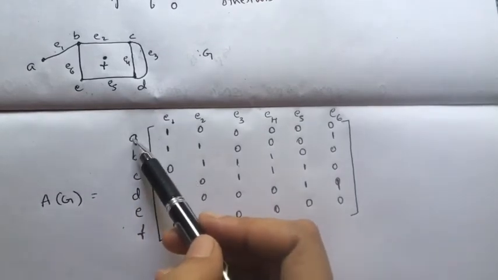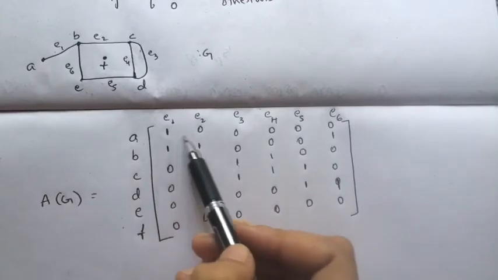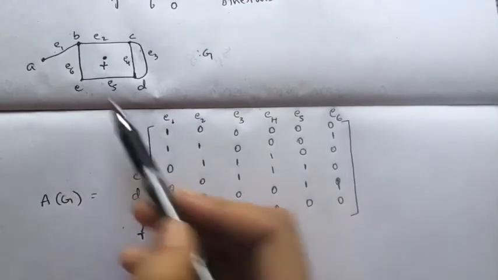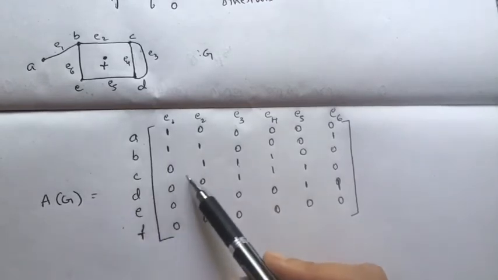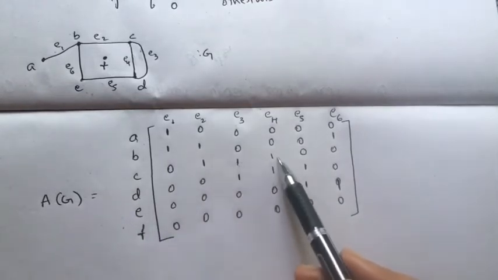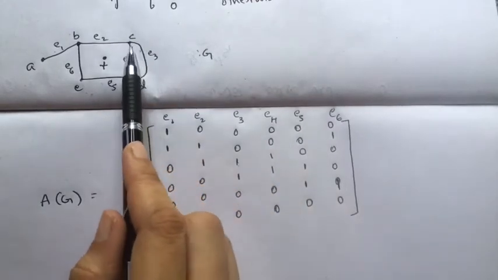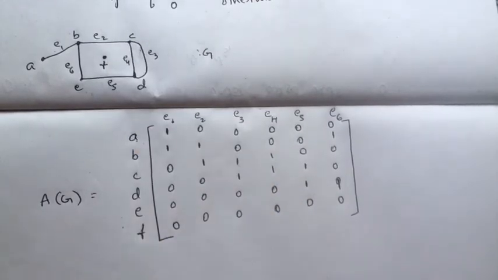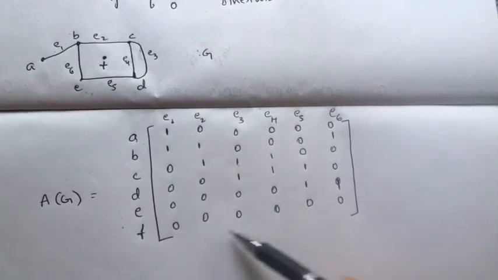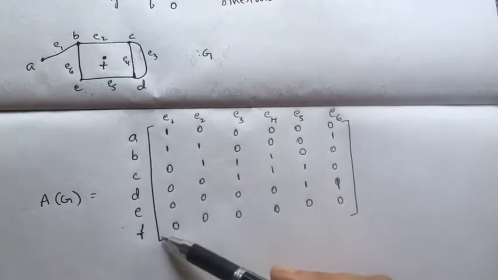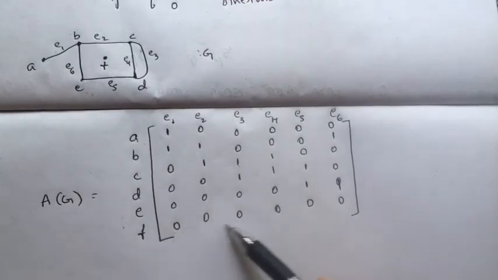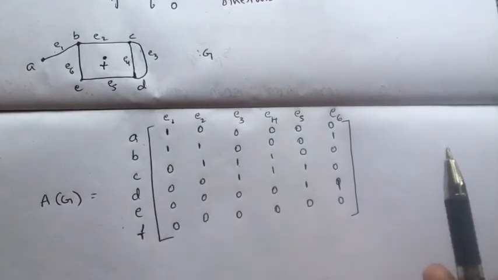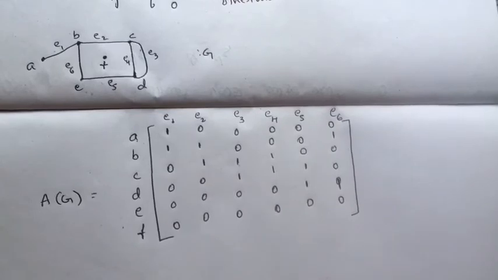See here, vertex A is of degree 1 and the number of ones in that row is also 1. And if I take C, here the number of ones is 1, 2, 3. You can observe that the degree of C is 1, 2, 3. A row with all zeros corresponds to an isolated vertex. Here vertex F is of degree 0, therefore every entry in that row of A of G is 0.